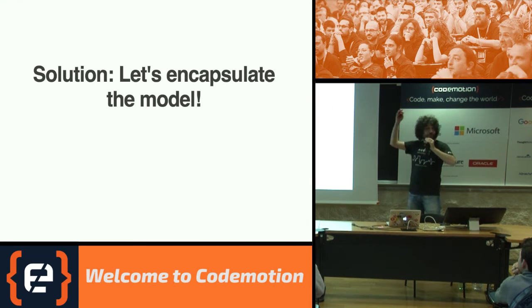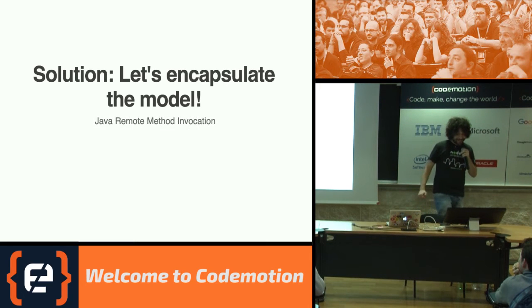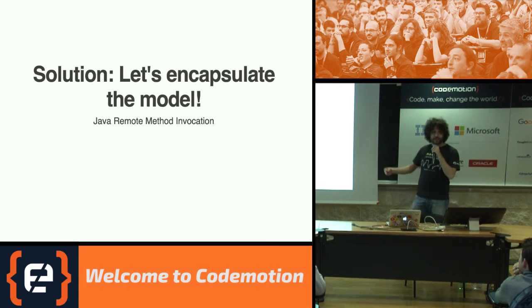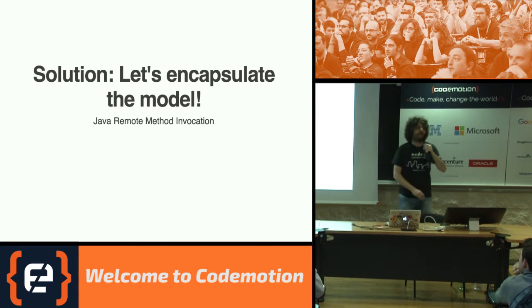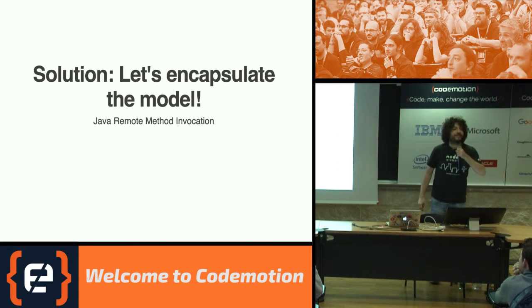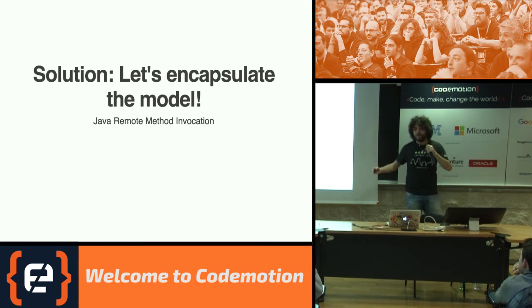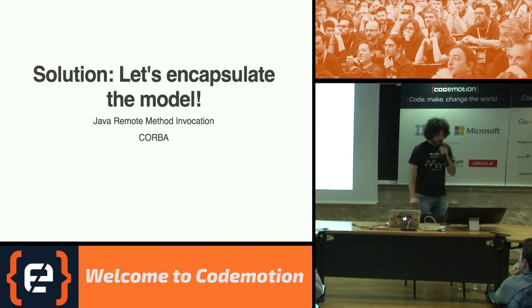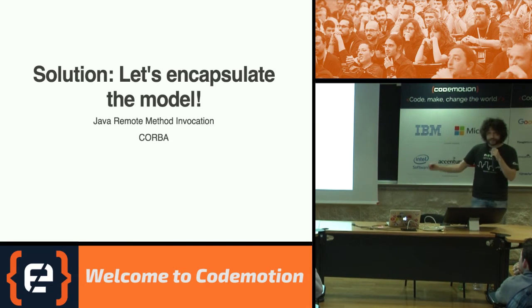Well, the solution for this problem is to encapsulate the model. Haha, I have a solution. I can encapsulate the model, and then I can use something like Java RMI. How many of you love Java RMI? To distribute the access to my model so that I can call the method on the other side. Nice. Then, before that, there was CORBA.